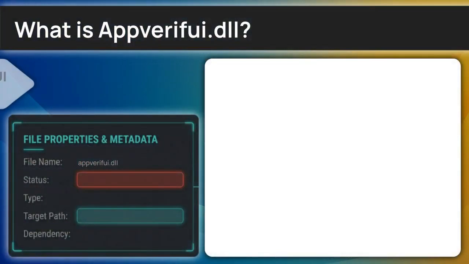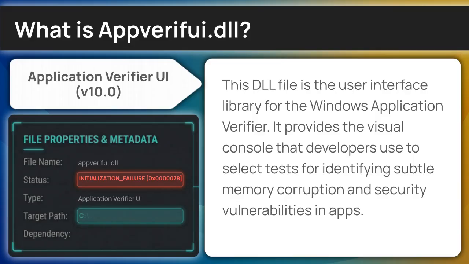This DLL file is the user interface library for the Windows Application Verifier. It provides the visual console that developers use to select tests for identifying subtle memory corruption and security vulnerabilities in apps. Let's transition to the solution, starting with the official Microsoft redistributable.